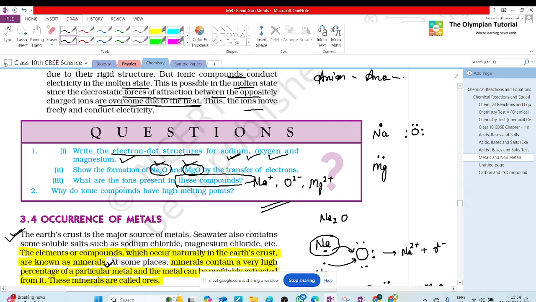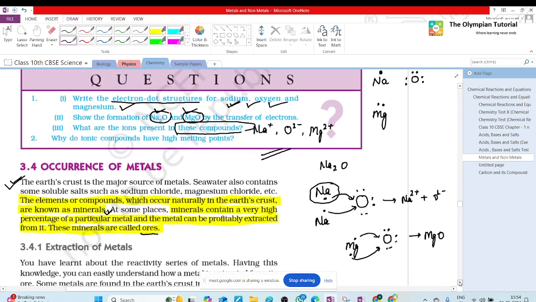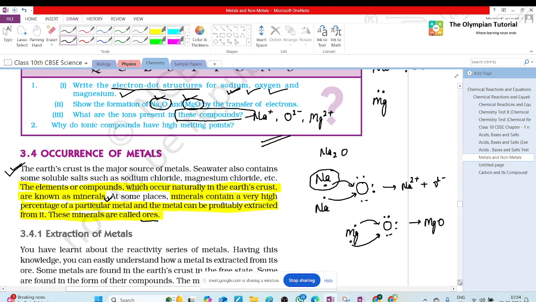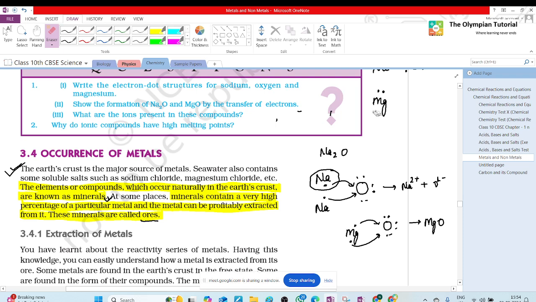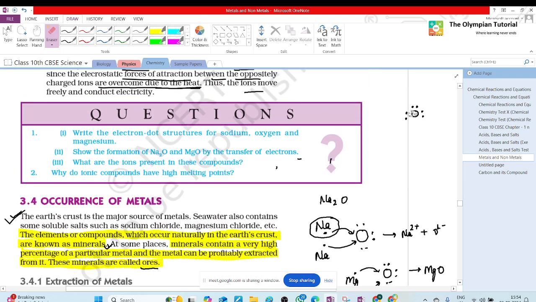Okay, Thanya. Now, occurrence of metals. Thanya, should I explain anything again? Yes, ma'am. Can you give a recap of the occurrence of metals? I am telling occurrence of metals, I am asking about ionic compounds. Ionic compounds understood. Occurrence of metals I am explaining.